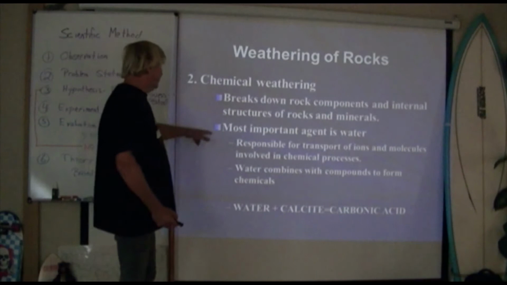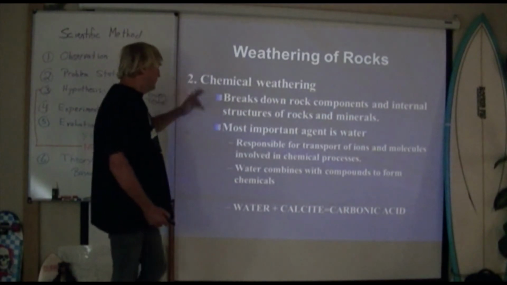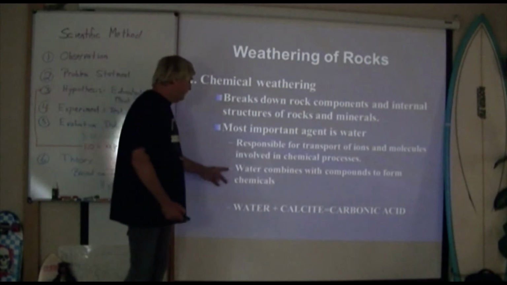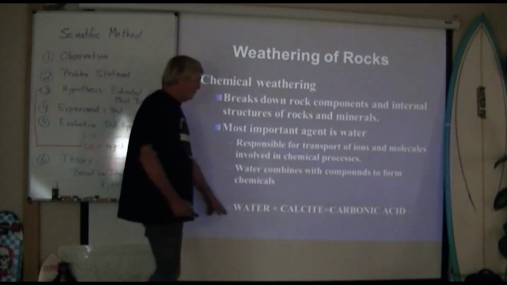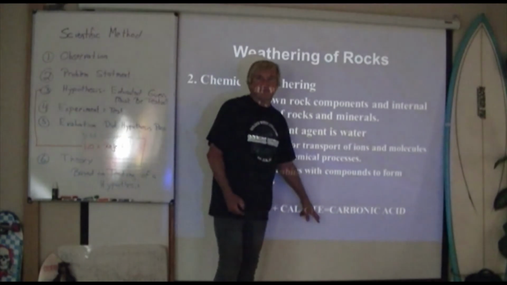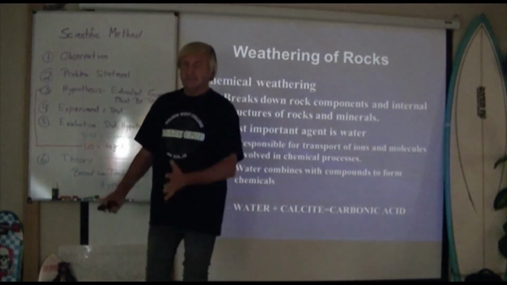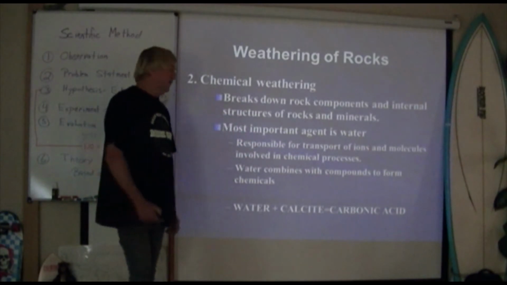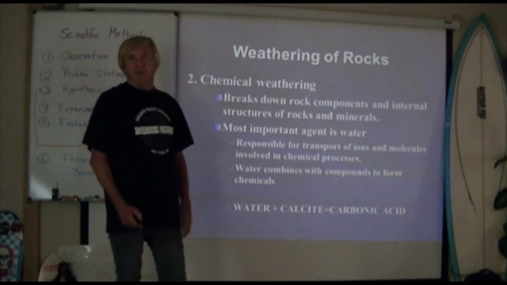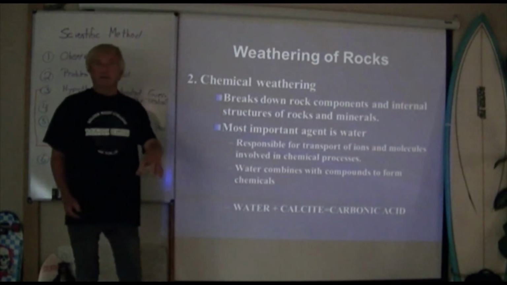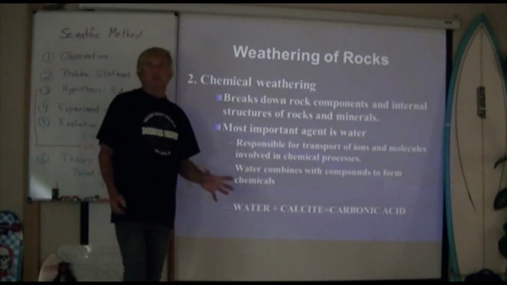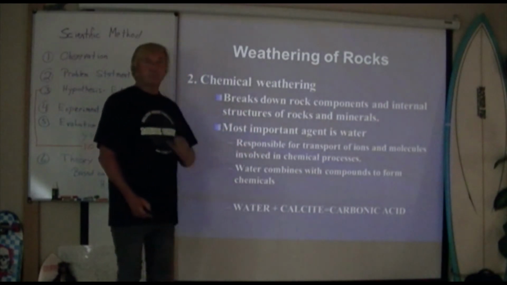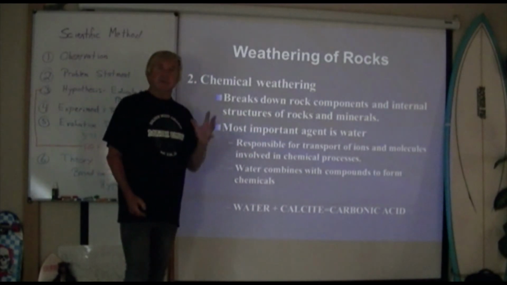So the most important agent is water. So basically what water does is it transports the ions, it picks up other chemicals. So water can pick up calcite, which is a very common mineral. So water plus CaCO3 forms H2CO3, which is known as carbonic acid. And so then this acid goes to work and really breaks down some of these minerals. So as it turns out, a lot of the minerals in granites break down because of the acids.